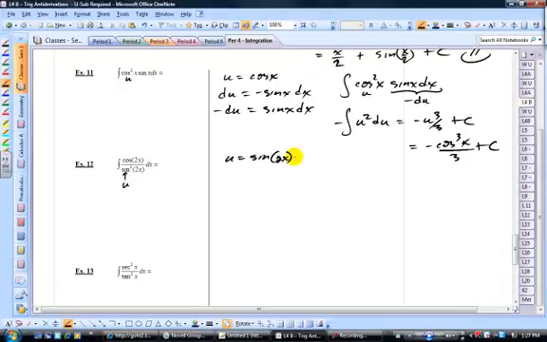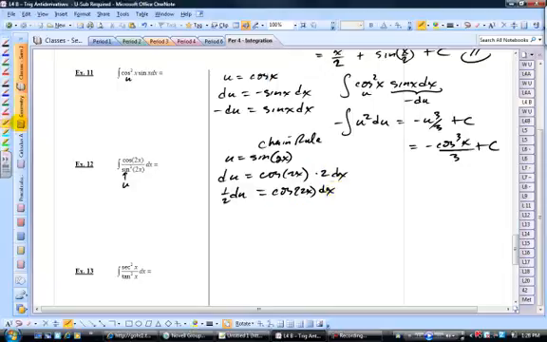Okay? So I'm going to let u equal the entire trig function. When I take the derivative here, du, I have to use the chain rule. So I get the derivative of sine is cosine, so I get cosine of 2x times the derivative of the inside function, 2 dx. And so I'm going to divide by 2, so I get 1/2 du is equal to cosine of 2x dx.